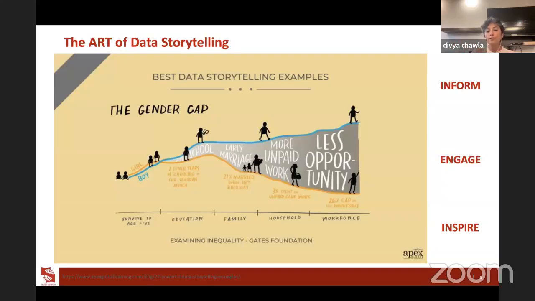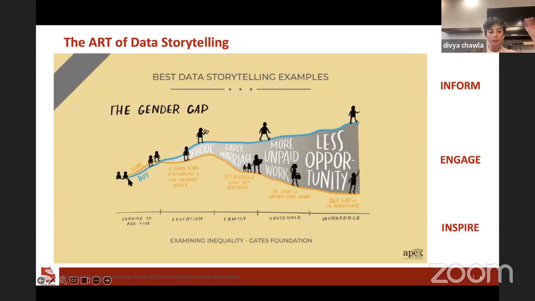So this is a beautiful example of how the Gates Foundation has explained, using data visualization, the gap that comes into the male to female ratio in the workforce, through a period of time and different stages of life in sub-Saharan Africa. The way it has been depicted is so easy to understand.